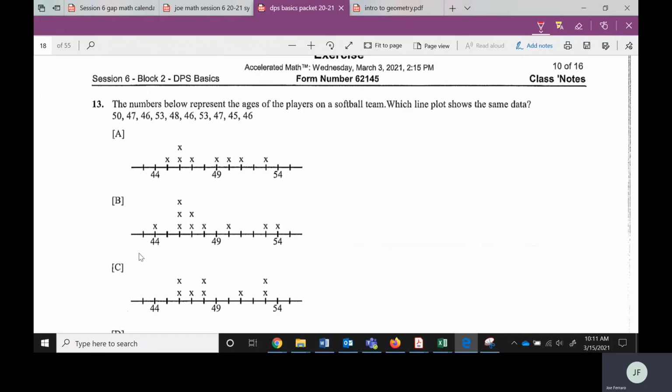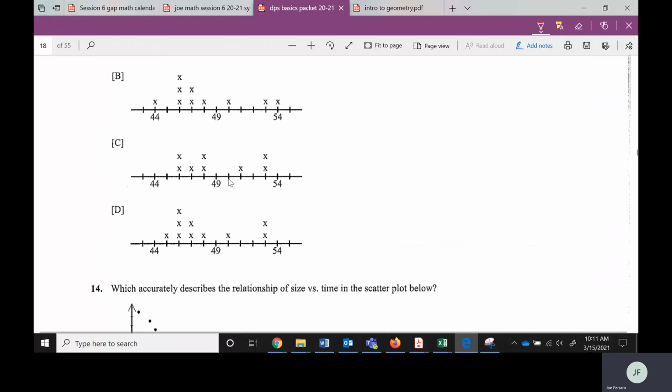Here, 13, the numbers below represent ages of players on a softball team. Which line plot shows the same data? So what this means is you can take it one number at a time, or you can look for trends. But like here, someone was the age of 50. So for our answer, there has to be an X above 50, and there's only one 50 in the list. So there needs to be one X above 50. So this is fine. This is fine. Oh, no X above 50. So C is out.